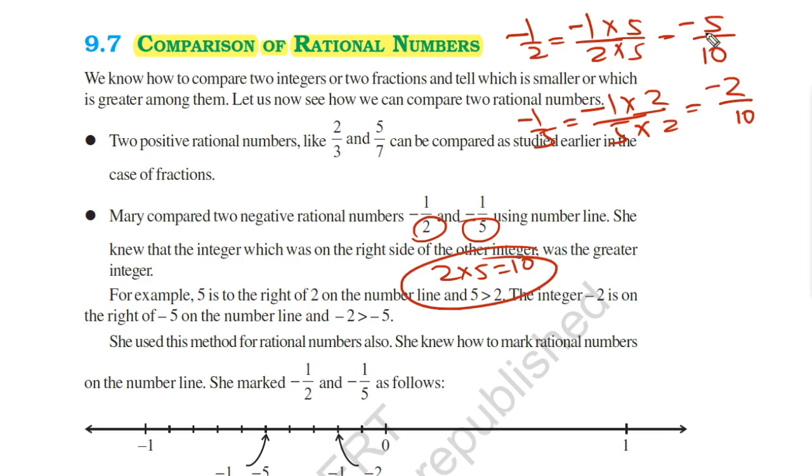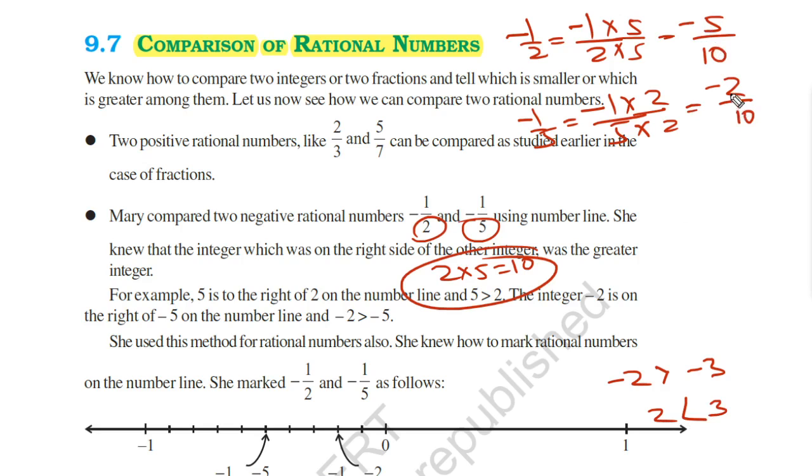Now you can see minus 5 by 10 and minus 2 by 10. Again I will give you that example. Suppose minus 2 and minus 3 are there. Which is greater? Definitely minus 2 is greater. When they are positive 2 and 3, the reverse happens. Okay. Same story will be repeating here.